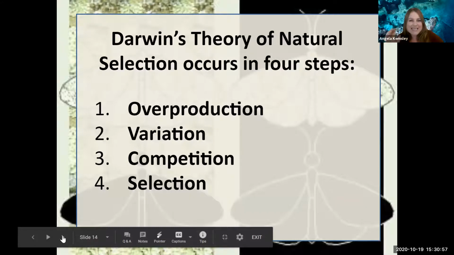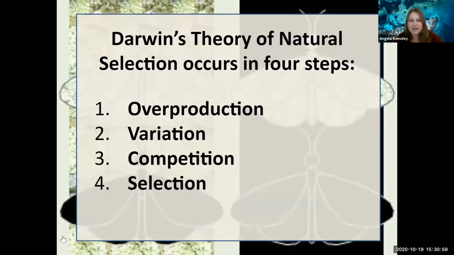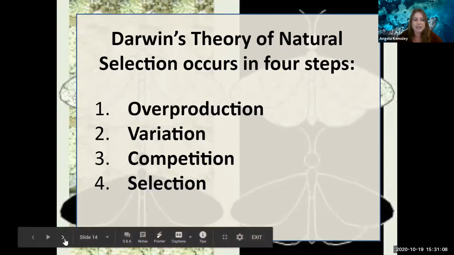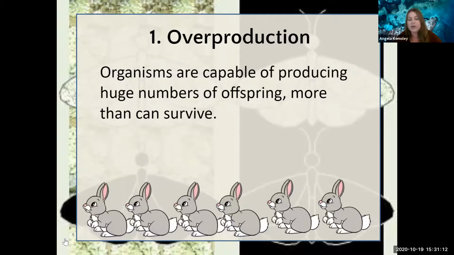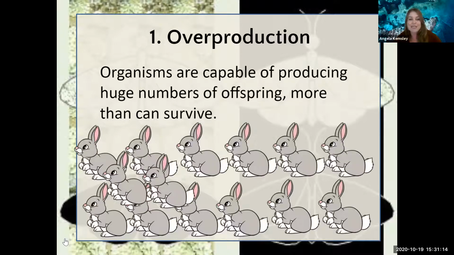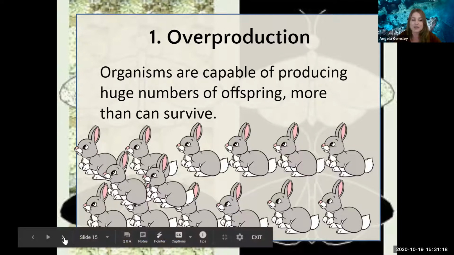So let's break down Darwin's theory of natural selection. It occurs in 4 steps: overproduction, variation, competition, and selection. So let's take a look at each of these different steps. So the first step is overproduction. Organisms are capable of producing huge numbers of offspring, more than can actually survive.